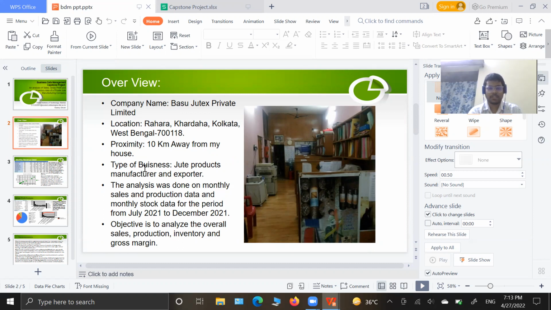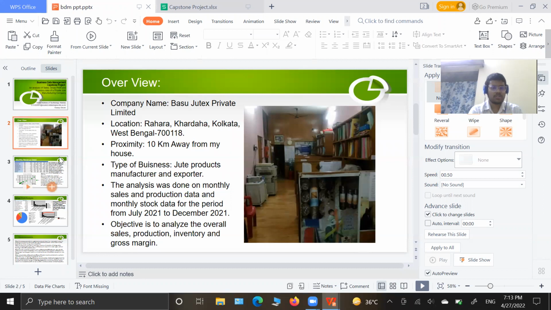The type of business that it does is that it is a jute manufacturer and also a jute exporter. The company maintains its data in a manual format, but it has a website for its business. Coming to the data, I had collected the data of the firm from the month of July 2021 to December 2021.